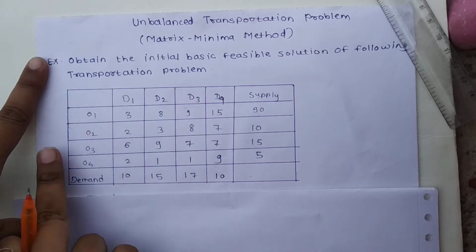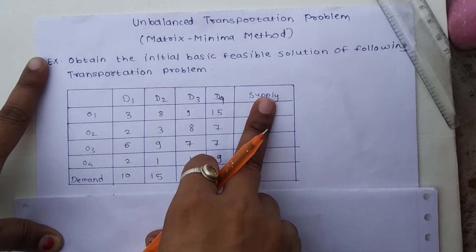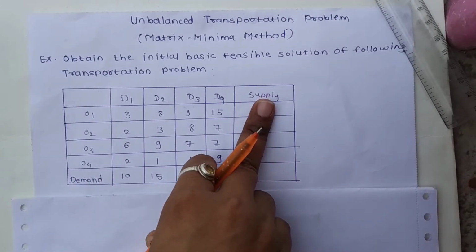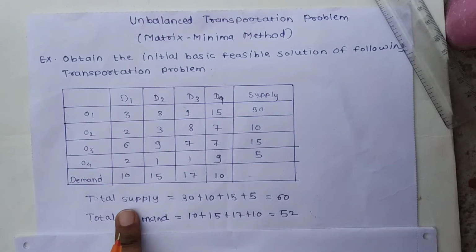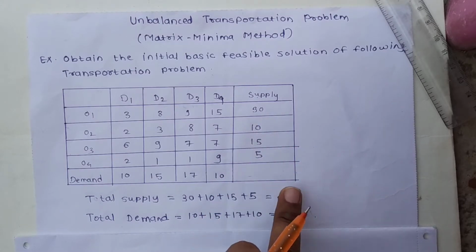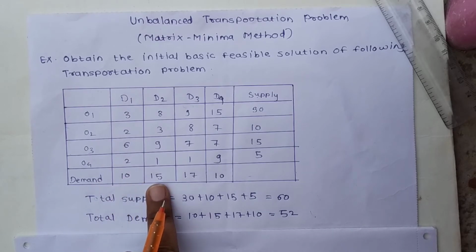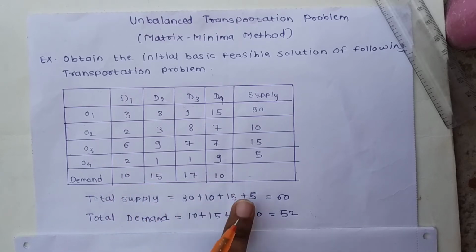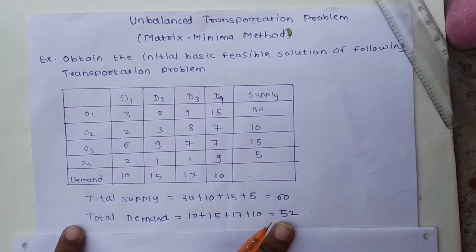Here we have given the origin, destination, demand and supply. First, we find total supply and total demand. Total supply equals 30 plus 10 plus 15 plus 5 equals 60, and total demand equals 10 plus 15 plus 17 plus 10 equals 52. Here total supply and total demand are not equal, therefore the transportation problem is an unbalanced transportation problem.